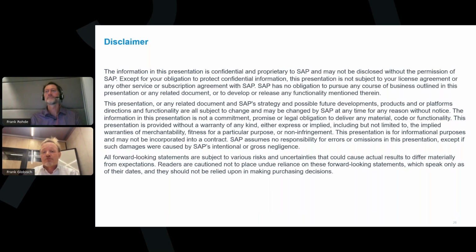Now I'm happy to share some insights from the roadmap related to today's session. Since these are future-oriented statements, a short reminder on our well-known disclaimer, and you see it right now: please bear in mind that these are roadmap items and SAP reserves the right to change them at any time without notification.